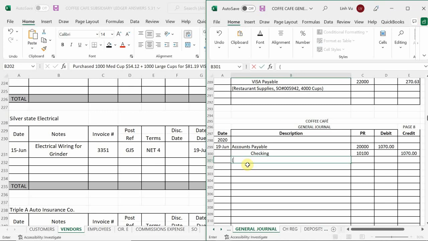So what information do I need? Silver State Electrical, and then I write wiring outlet. Okay. And the invoice 3351, and check number 1520. Good.